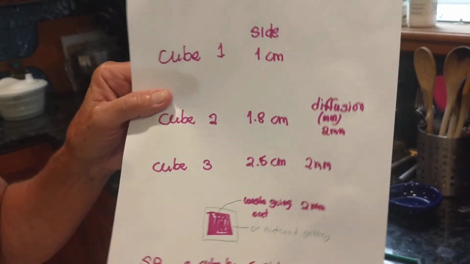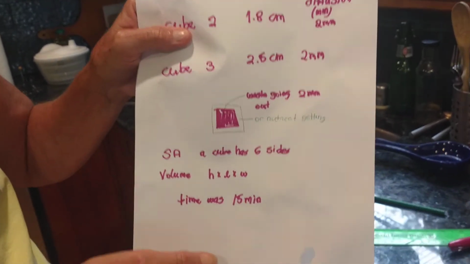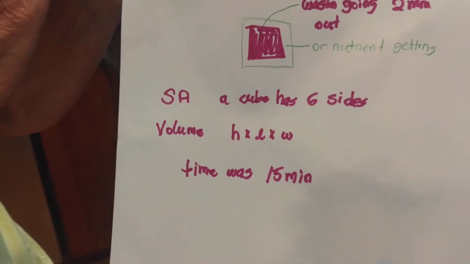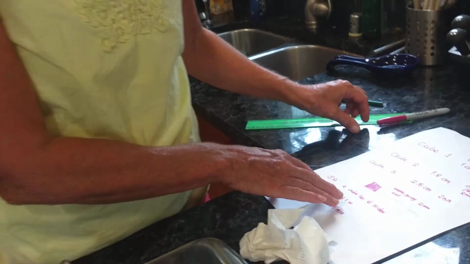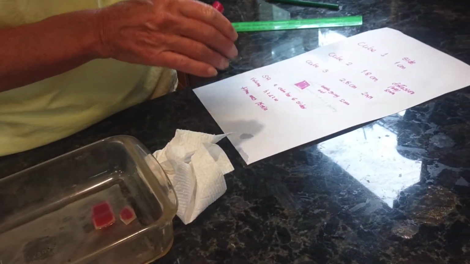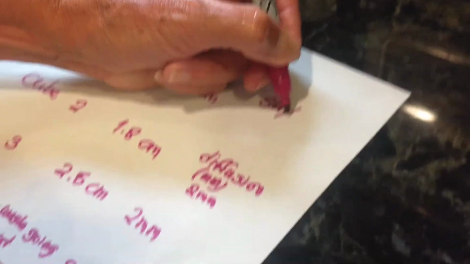Now volume, you guys remember volume? That is height, length, and width. So for the cube here, that would be 1 times 1 times 1. So I'll just do this one calculation for you, then you guys can do the rest. So in your graphs, you're going to calculate surface area over volume.